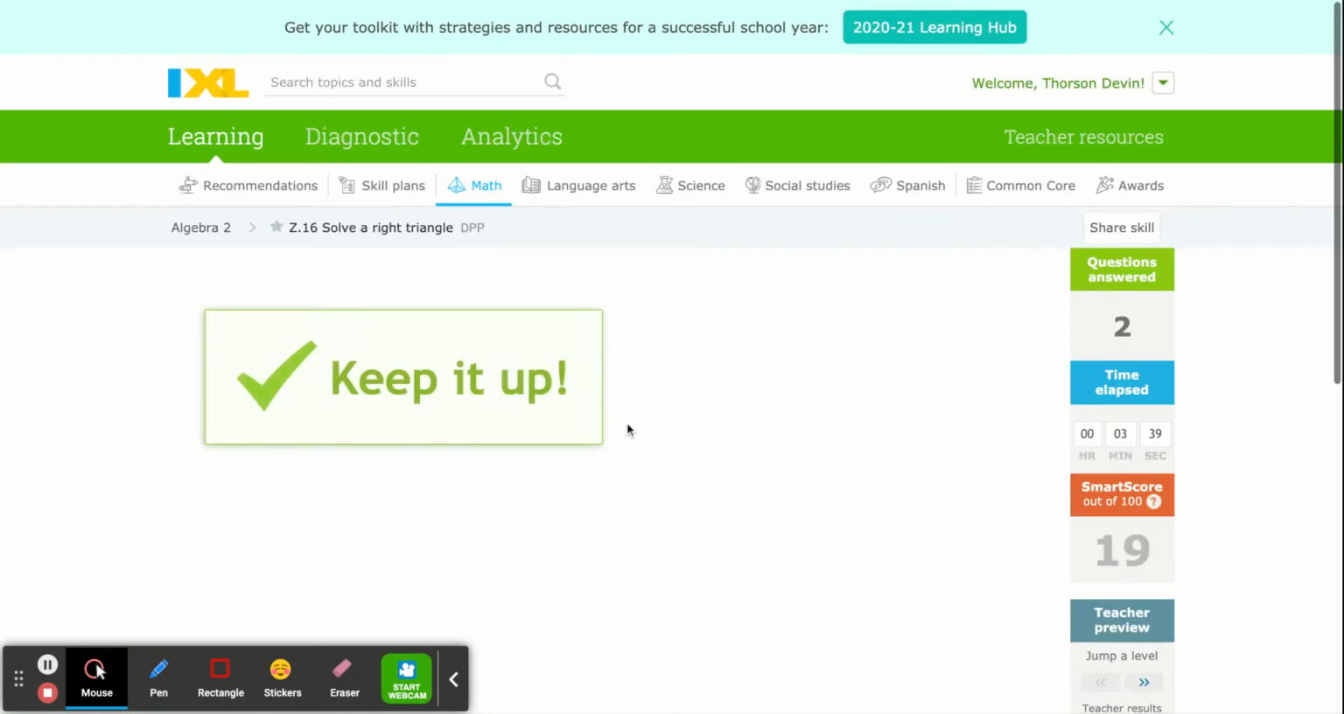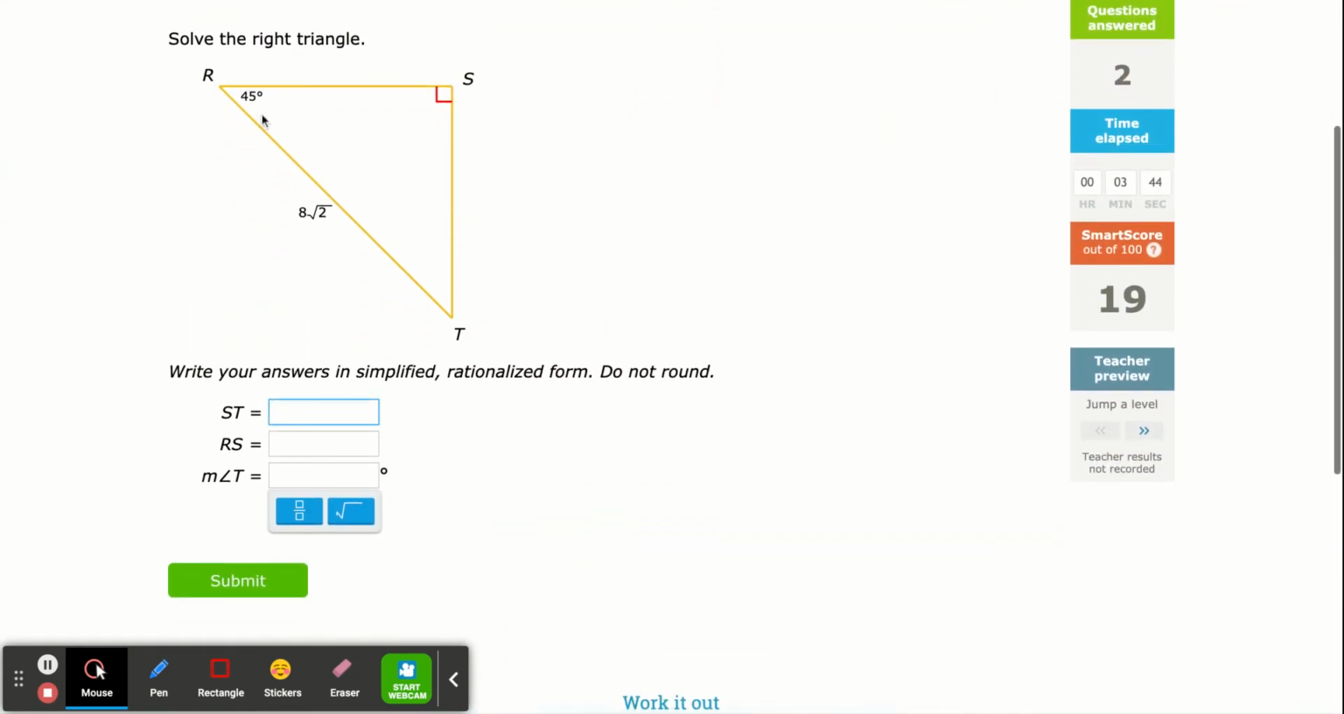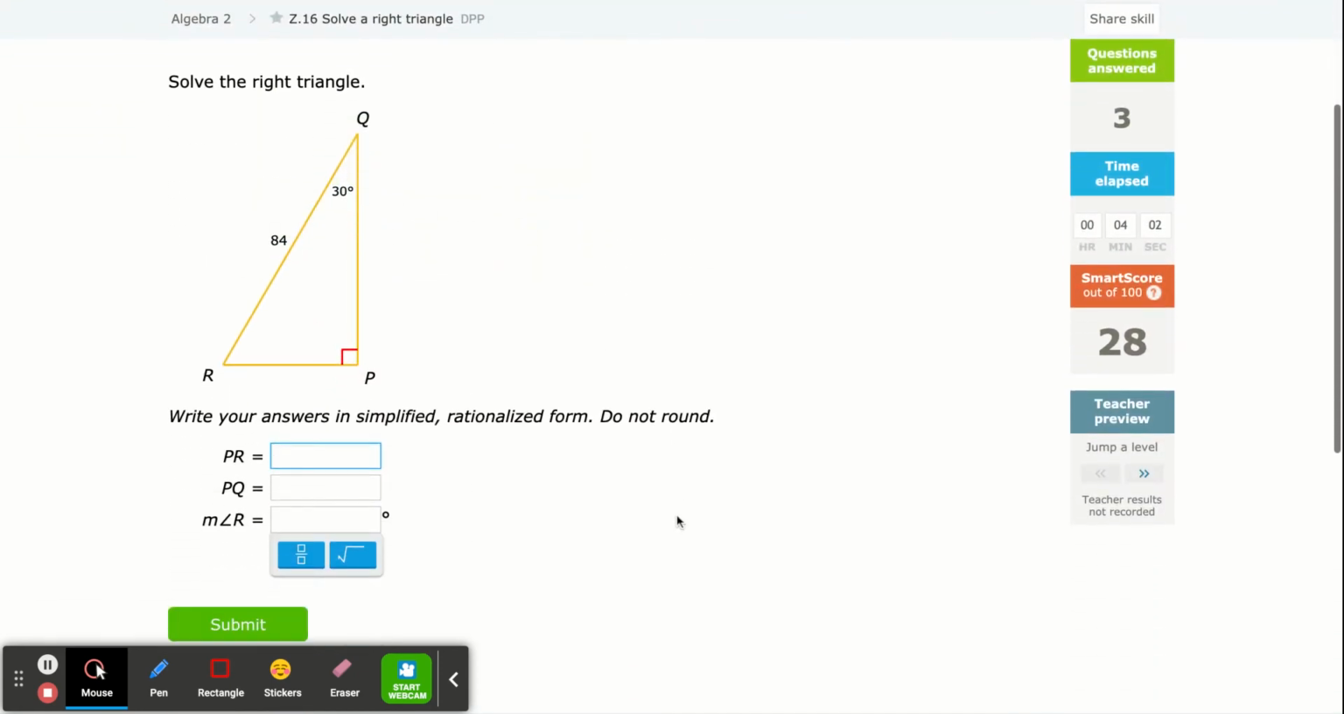Now, eventually we're going to get to, well, here's a 45. Let's do a 45 very quickly. Since this is 45, angle T is also 45. The two shorter sides are 1 compared to the square root of 2. So I divide by the square root of 2 going backwards. So they're all going to be 8. 8 and 8 are both the side lengths because it's an isosceles triangle.